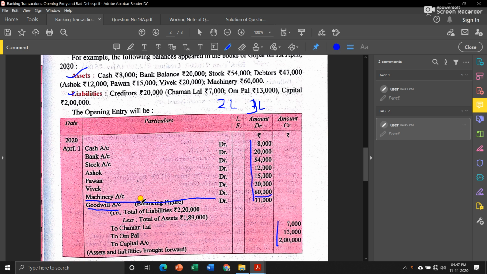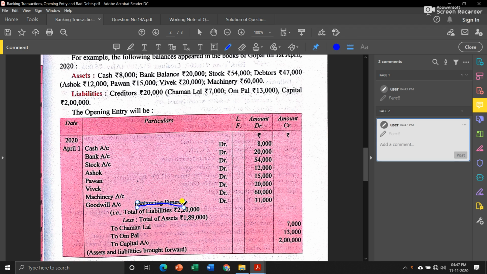That is why it is written as balancing figure. That means since this asset side was less than the liability side by 31,000, in order to match both the debit and credit side, we got a 31,000 difference, and that we will write as goodwill, because the asset side is less than the credit side.